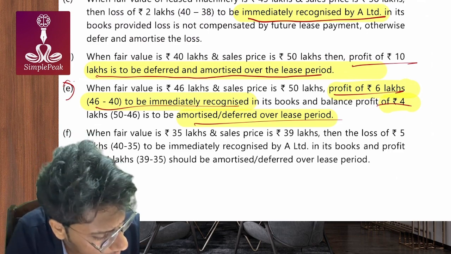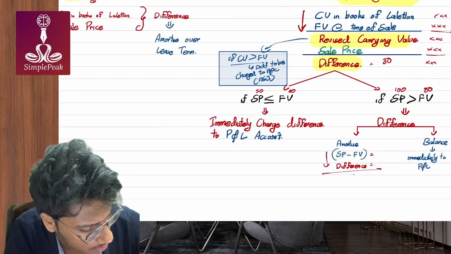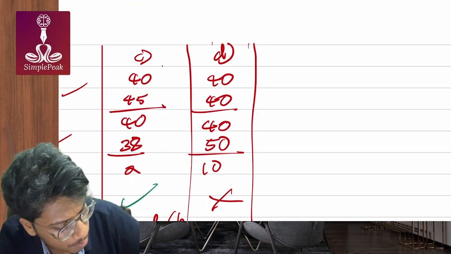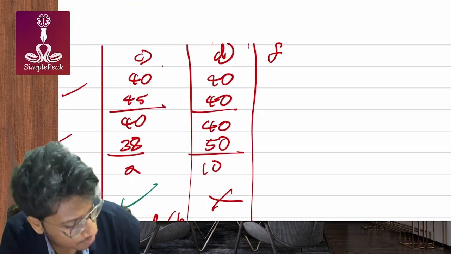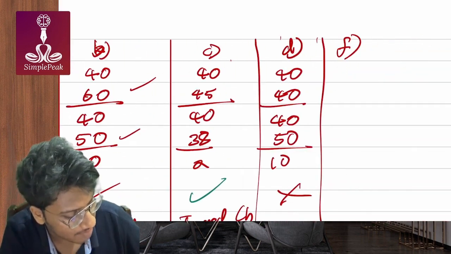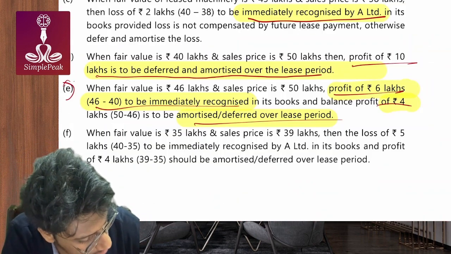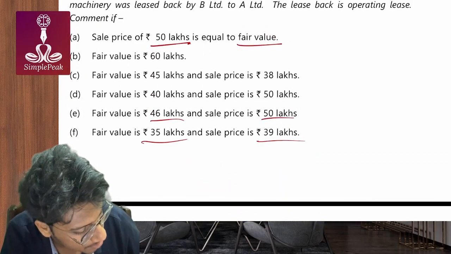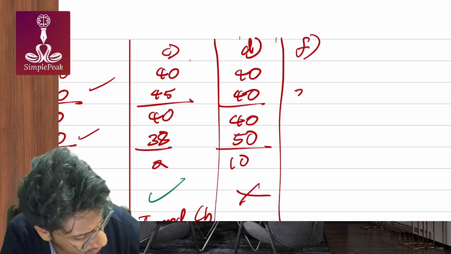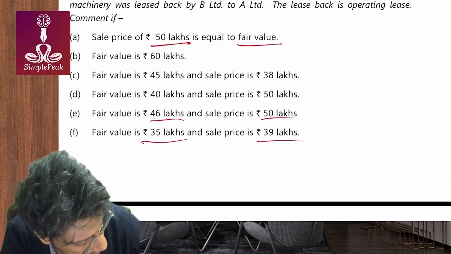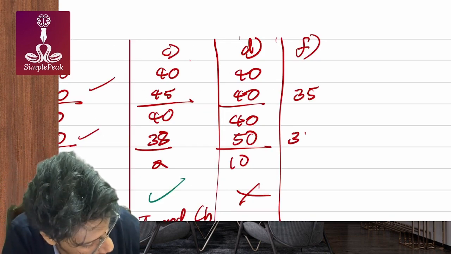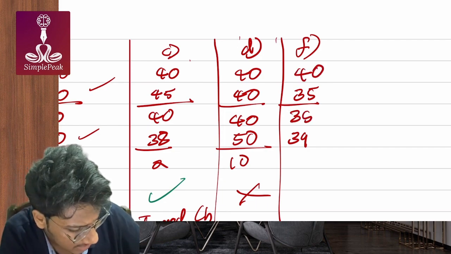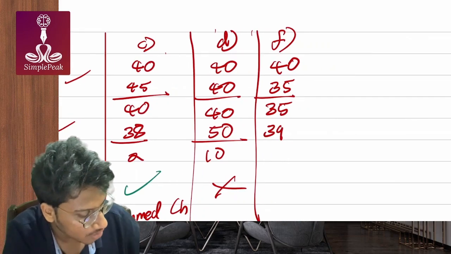Let's go with point number F also, and then you will understand what I mean. So go with point number F. What does point number F mean? Carrying value. What does the question say? Oh, the question also needs to be checked. Fair value is 35, sale price is 39. Carrying value is 40. Whichever is lower, 35.